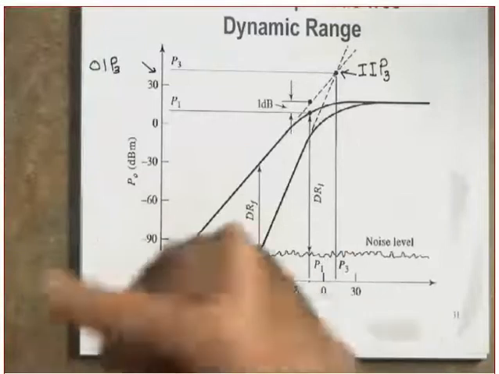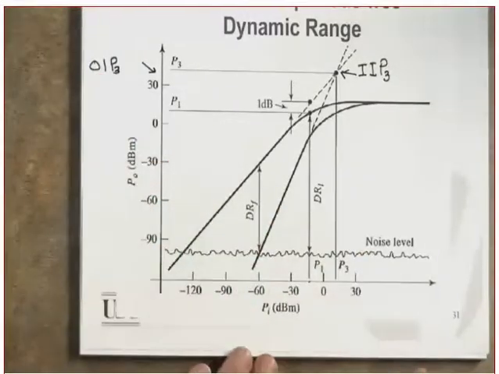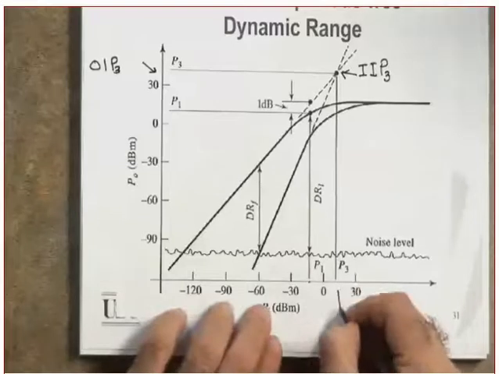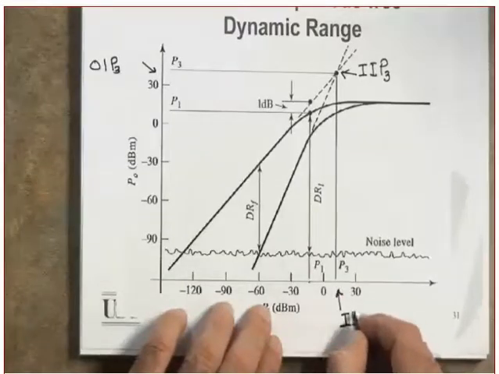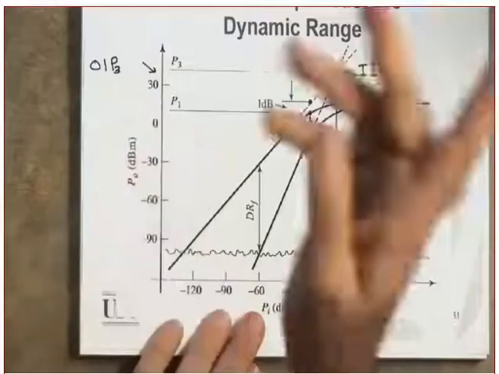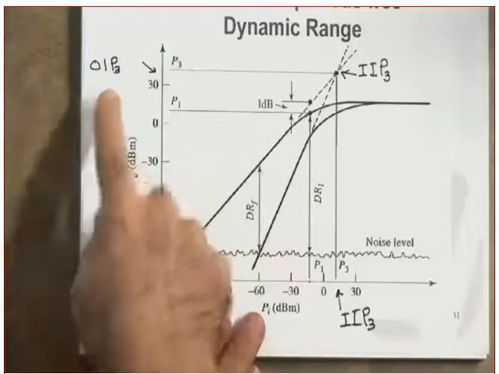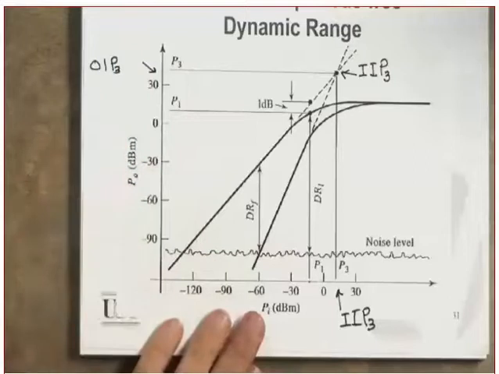Again, it is the third order intercept point, but as measured at the output. What is the relationship between this one and this one? Where is it? Here. I'm sorry. Here. What is the relationship between this one and this one? Just the gain. In other words, if you add the gain to this one, you will get this one. Clear? I will show you that in just a second.